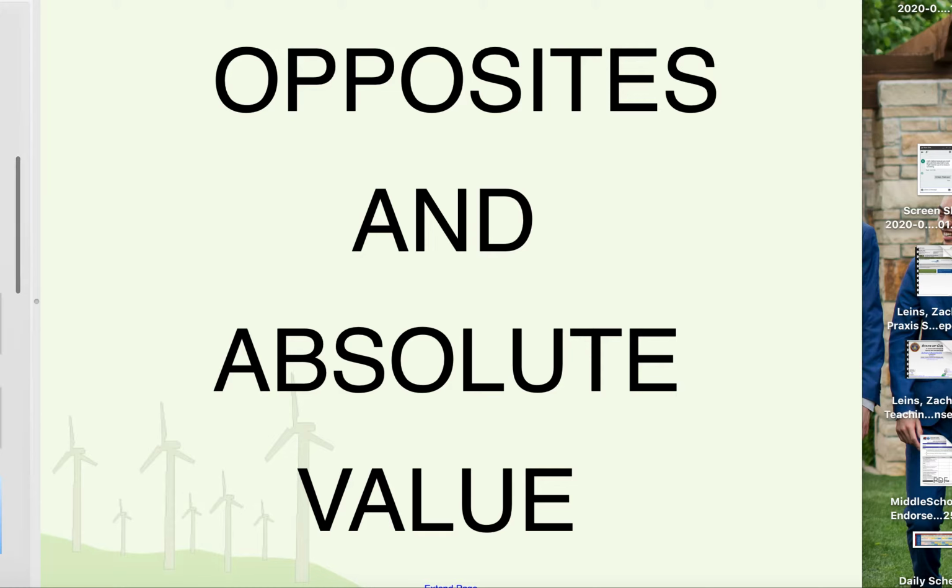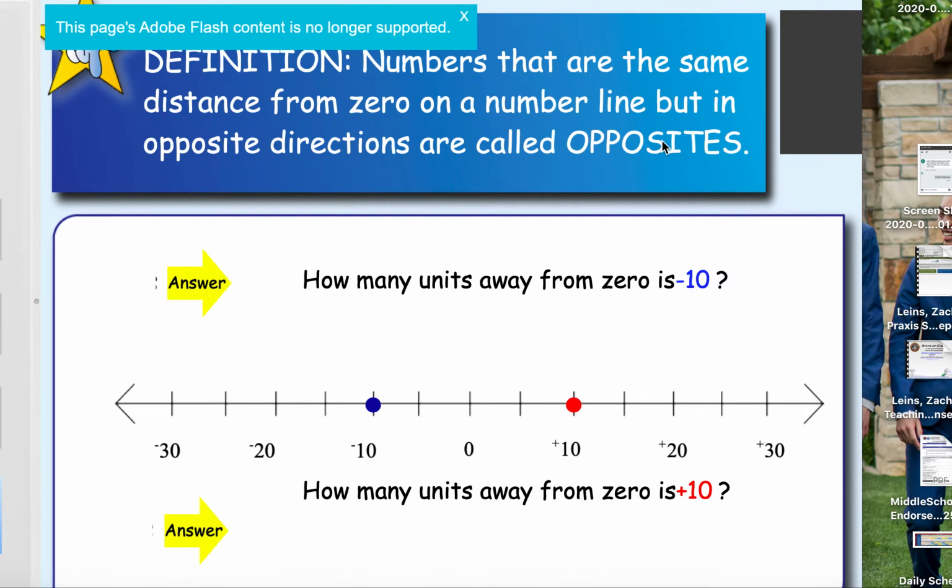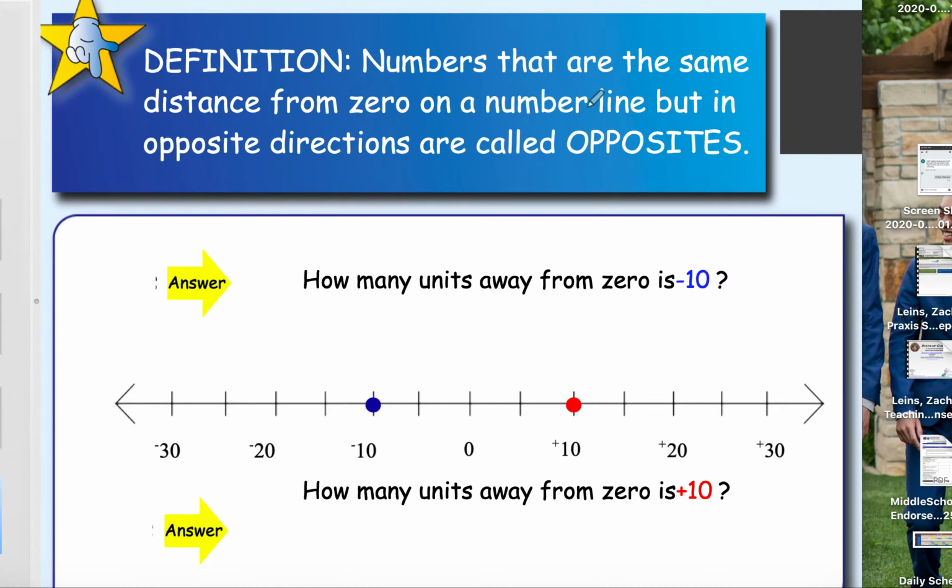But okay, keep going. Opposites and absolute value. What we see here is that opposites are numbers that are the same distance from 0 on a number line, but in opposite directions. So it makes sense. They're called opposites, right? So positive 10, negative 10. So they're the same distance, right?